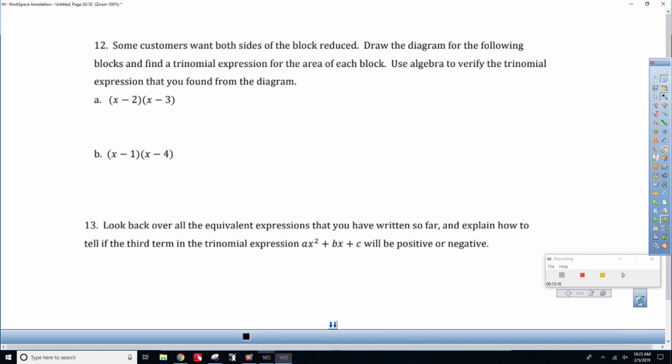Some customers want both sides of the block to be reduced. I'll draw A. I'm not going to draw B. I'm getting sick of these blocks. Okay, so now we're taking away 2 from this side and 3 from that side. So this is x, and this is minus 2. And this is x minus 3.